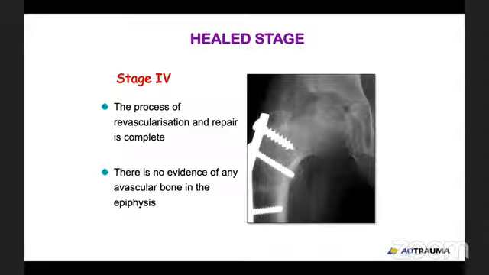So very simply, you have these 4 stages divided further into 2 subgroups each. So you have the avascular stage, the fragmentation, or the stage of maximal epiphyseal resorption, the stage of revascularization, the stage of healing, and finally the completely healed stage. So you have these 4 different discrete stages that Perthes evolves through.